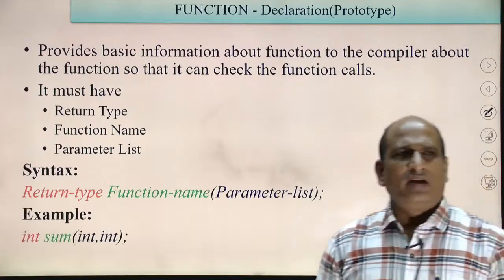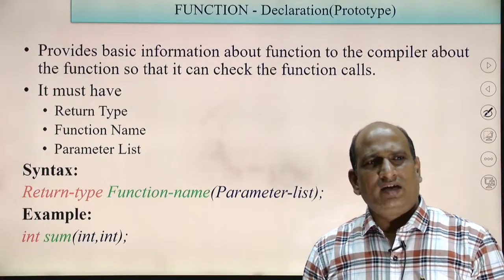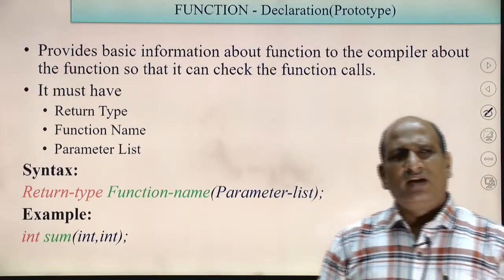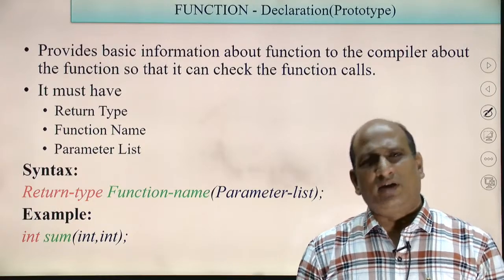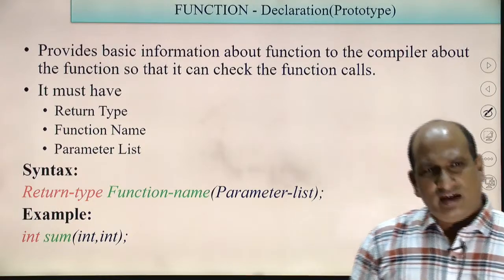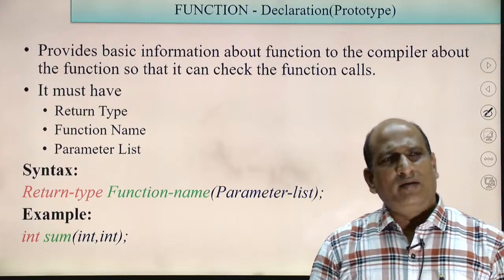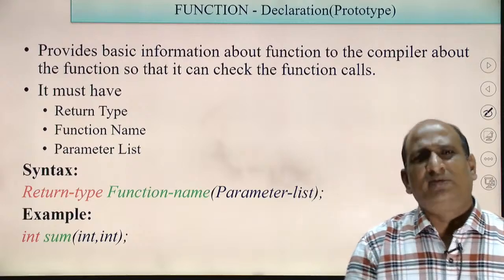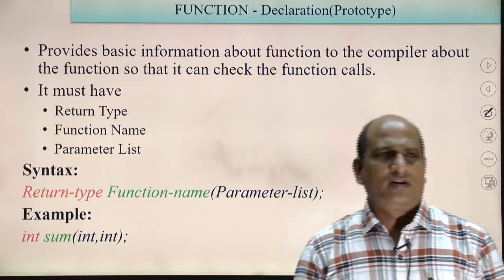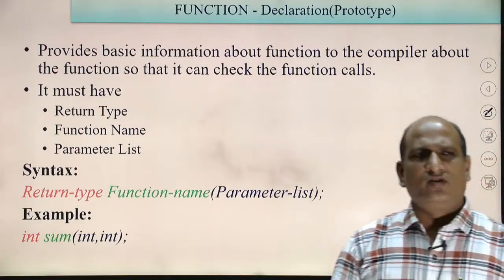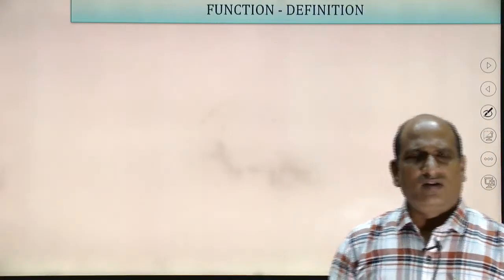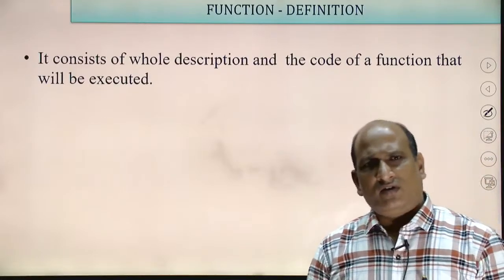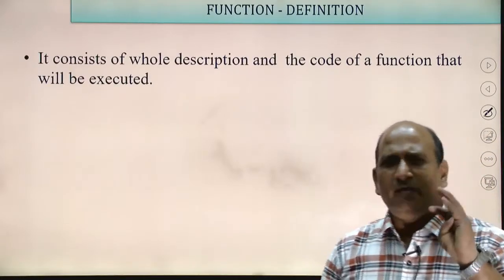For example, we have a function sum that has an int return type and contains two integer type arguments. So whenever we define this function, we have to follow the same syntax, the same prototype, the same skeleton, and whenever we call it we will see that. Now we have to do three tasks.